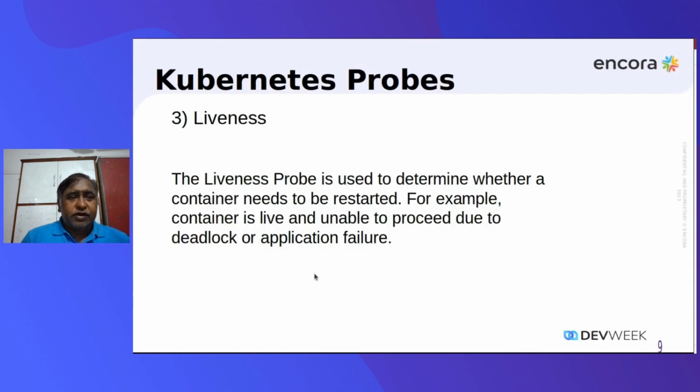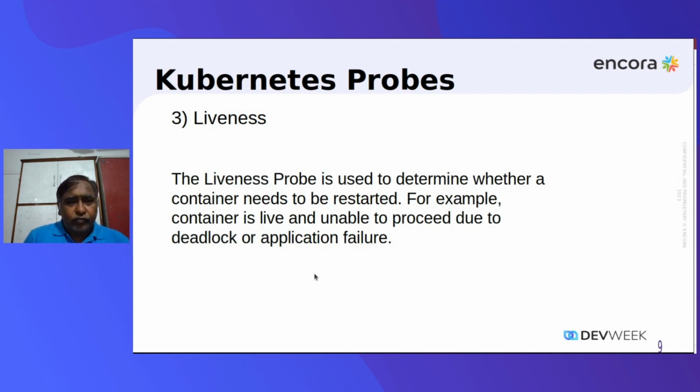So liveness probe is used to determine whether a container needs to be restarted. For example, the container is live but unable to proceed due to deadlock or application failure. So in this case, if the liveness probe is false, it means there is an issue inside the container. Kubernetes is going to shut down the faulty pod, and it is going to restart it again.